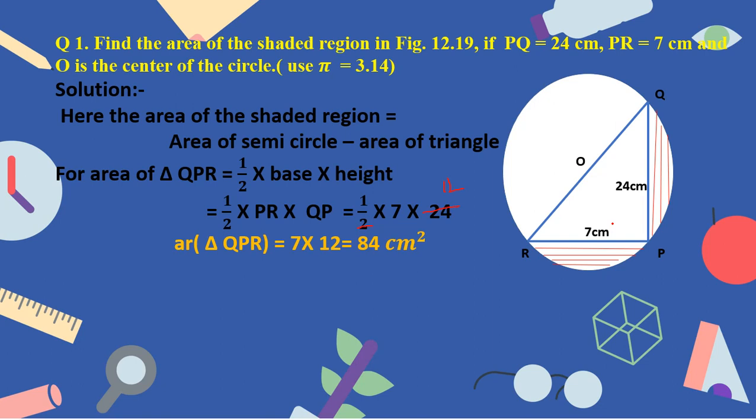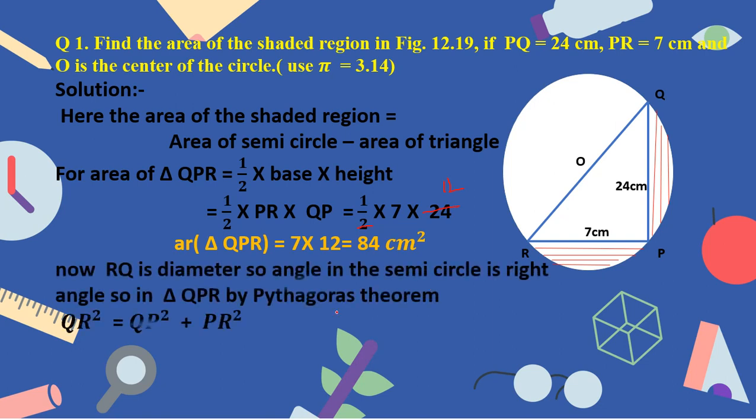So area of semicircle is half of the area of the circle. So here, for finding the area of this semicircle, we need to know what is the length of this diameter. So by using the Pythagoras theorem, we can find it out.